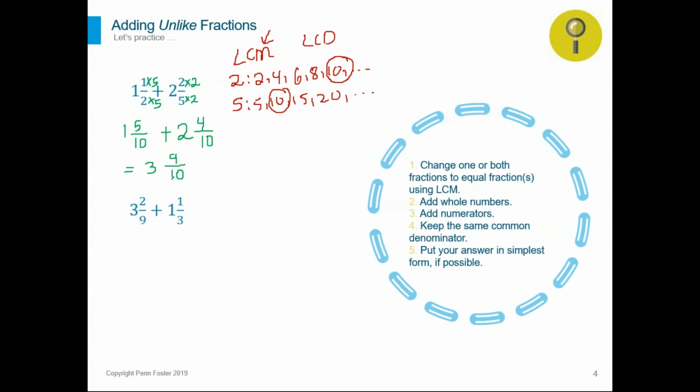Questions about how we found the common denominator and how we added. If you have questions, if you just joined us, you can type your questions in the questions box.